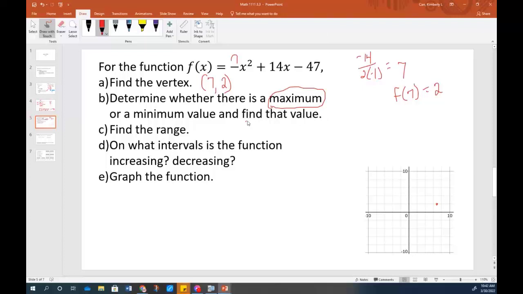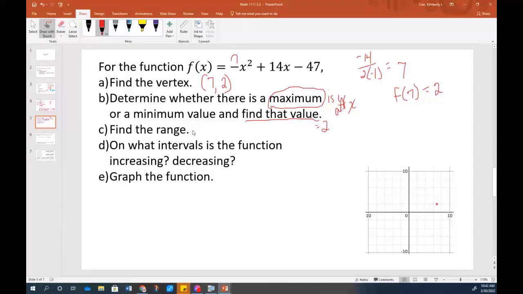Now it says find that value. The maximum is y, and it's at x. You just got to remember that. At x is y. At before is alphabetically and x before y alphabetically. So what is that maximum value? That maximum value is 2. That's as high as this thing gets.